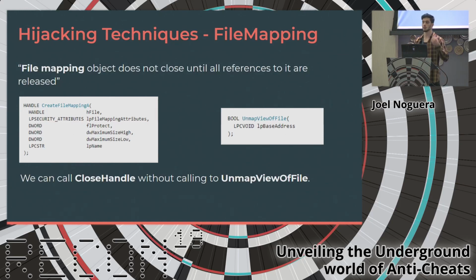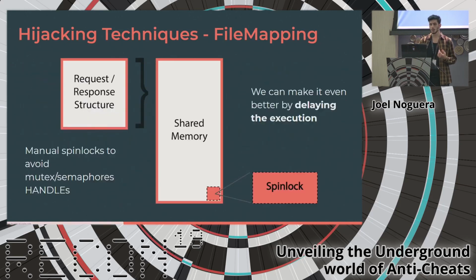So the idea would be to create the shared memory, connect our cheat with Else's, and then close the handle on both sides. With that, if the anti-cheat is analyzing all the handles from each process, including Else's, it won't see any new handle. The way of using the shared memory would be to have a structure where we can send all the requests and responses that we need to our program running inside of Else's.